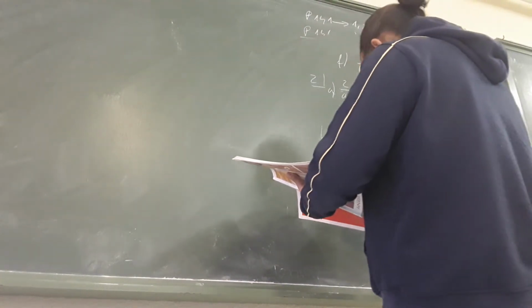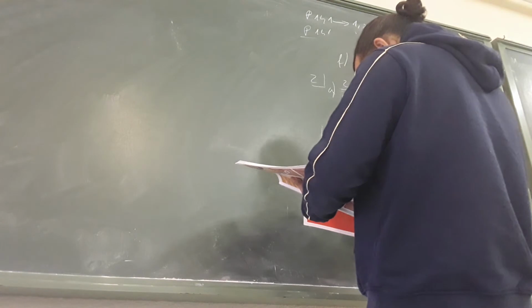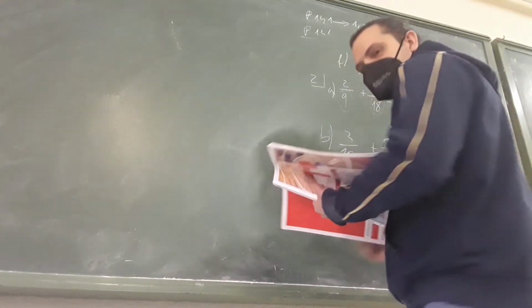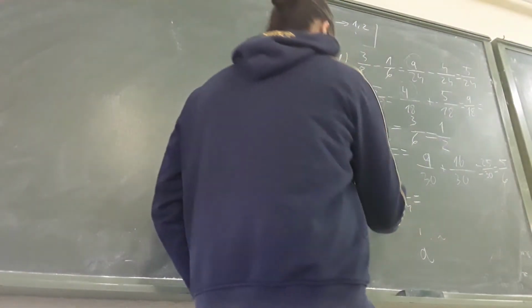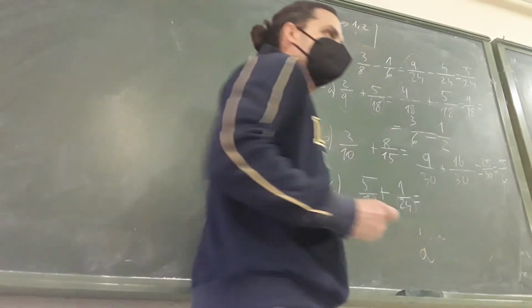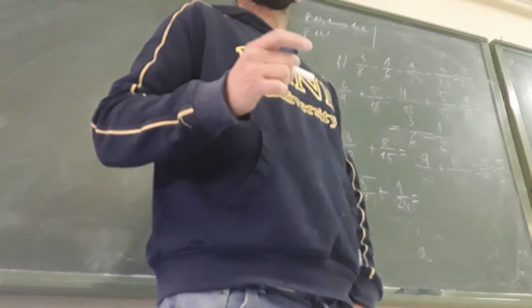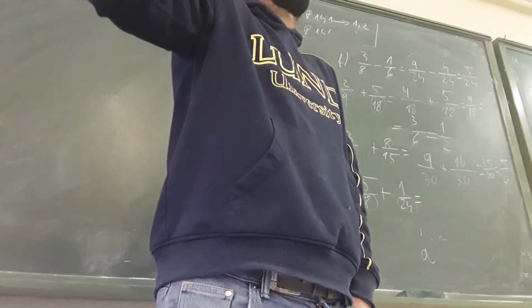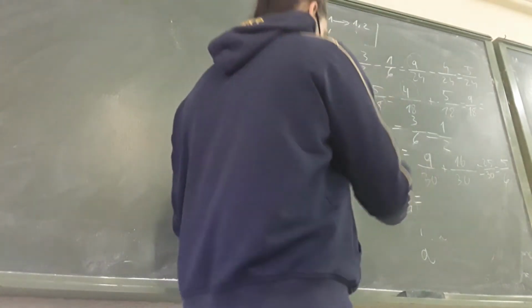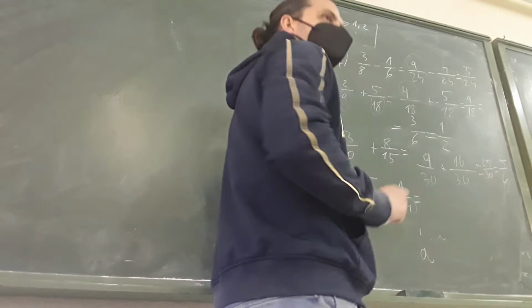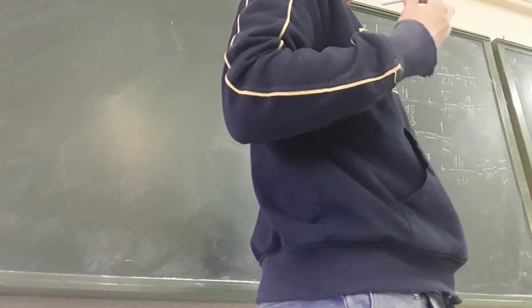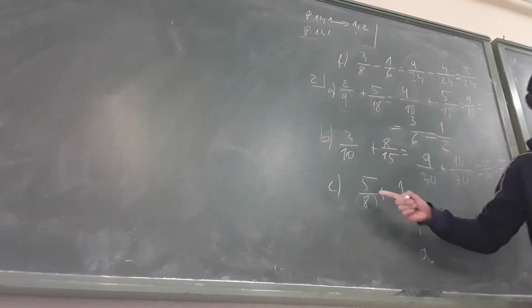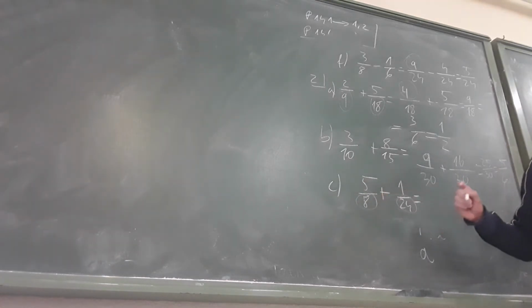Okay, C. 5 eighths plus 1 over 24. So what is the lowest common multiple of 8 and 24? That is what we have to do. And that one's for, I don't know, Basma. Lowest common multiple of 24 and 8 equals mínimo común múltiplo de 8 y 24. What is the smallest number that can be divided by 8 and 24?